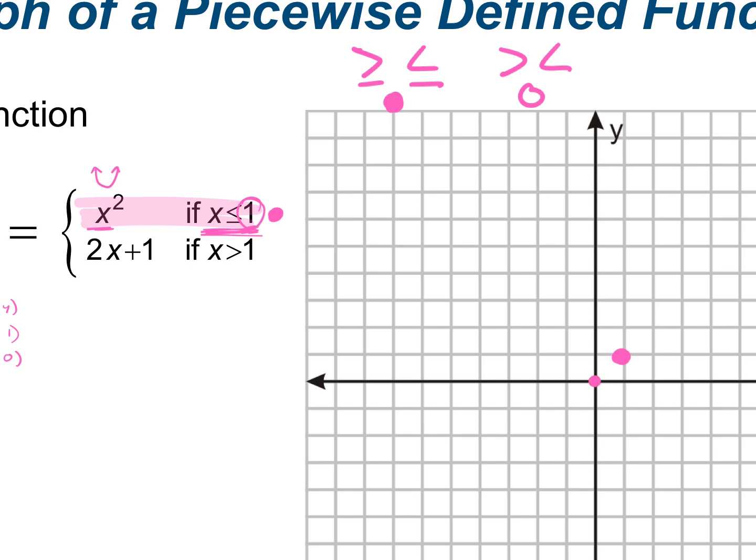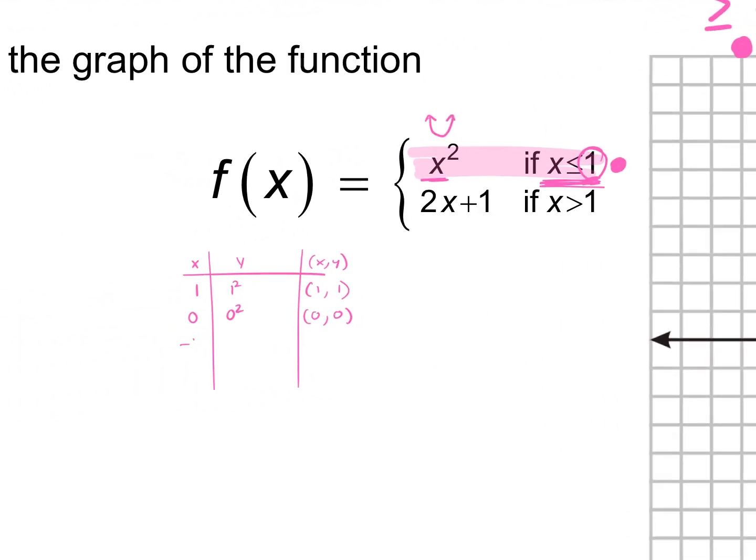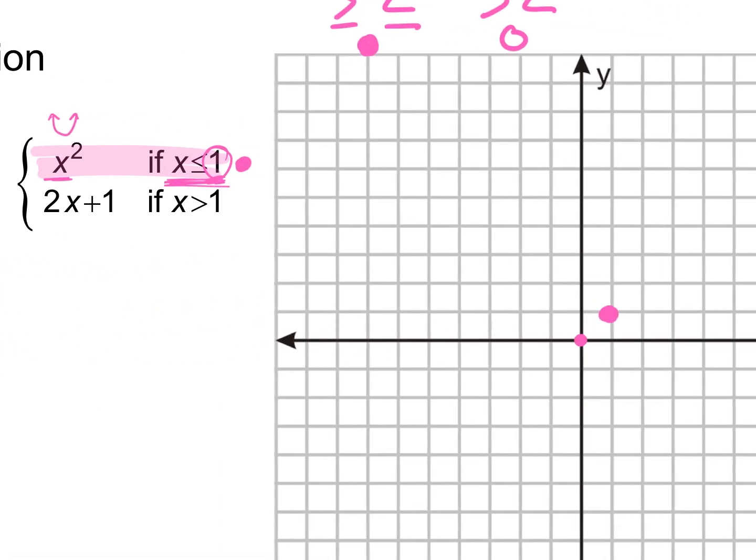Again, we still can't really see what our parabola is doing, so let's plug in another number. What's another number less than 1? Negative 1. So we have negative 1 squared, and what's negative 1 squared? 1. So our point would be negative 1, 1. So on our graph, we're going to go to the left 1 and up 1. Now with 3 points, can we see kind of what our parabola is going to do?